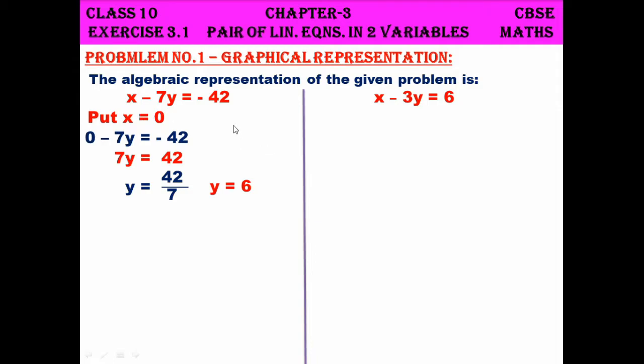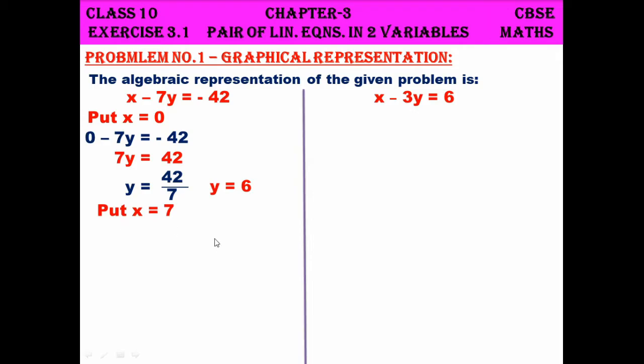Now let me substitute y equals 0. I told you to substitute x equals 0 and y equals 0, but here if I substitute y equals 0, I get directly x equals minus 42, so I have to take a larger scale. If it is not a problem for you, then you take y equals 0 and get x equals minus 42, but I am not comfortable with it, so I'll take some other x, because here I have 7y, the y coefficient is 7. I'll take a number for x which is a multiple of 7, and the easy number is x equals 7.